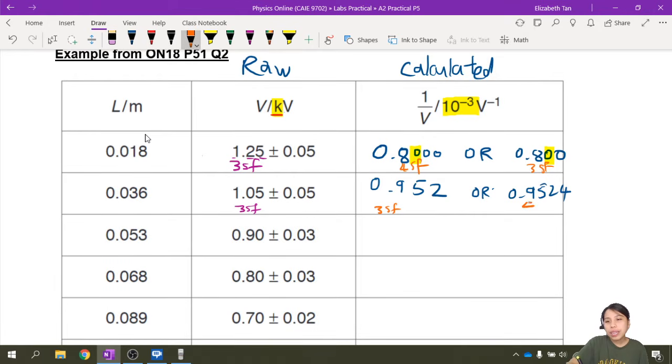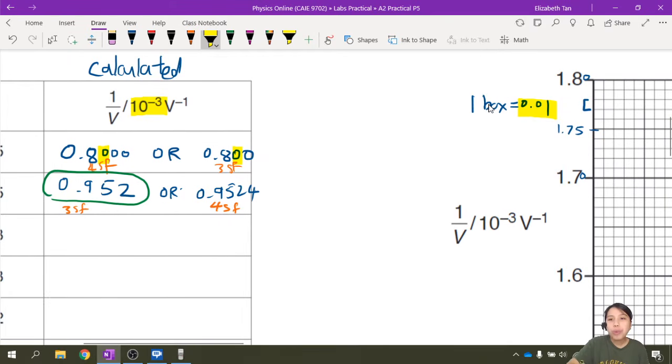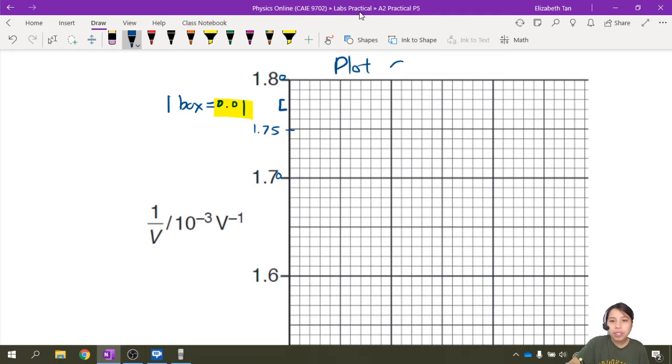If actually during exam I need to write, I will probably just write this one because I only need a 0.01 precision for one box. See? I only need the 0.95 and I'm good because I will have to round off the 2. So it becomes 0.95 when I plot it. Okay? So over here I will plot 0.95. The 2 is rounded off. So yeah, just keep that in mind.